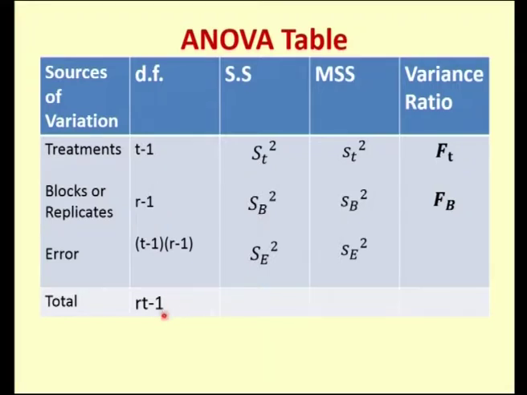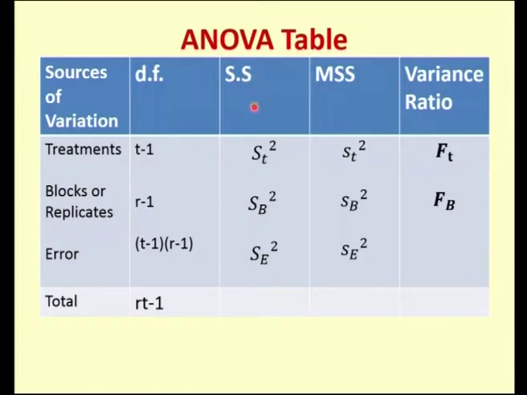As we have t treatments replicated r times, the total number of units will be rt or capital N. So, total degrees of freedom will be N minus 1 or rt minus 1, and t minus 1 for treatment sum of squares, and for blocks it is r minus 1, and for error it is (t minus 1) into (r minus 1).